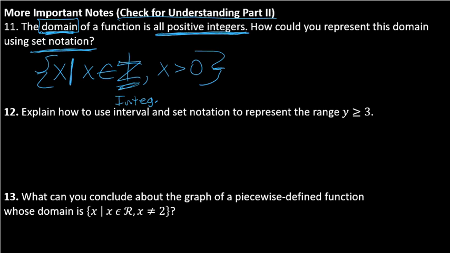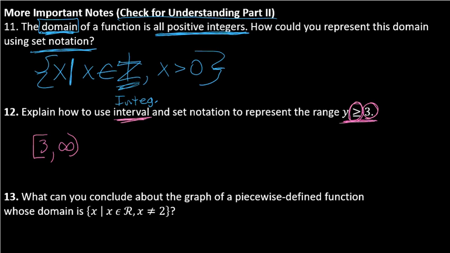Okay, interval and set notations represent the range y is greater than or equal to 3. So let's start with interval, which is our parenthetical notation. We're going to use parentheses. So our range of y greater than or equal to 3. This is a good example that we need to see. We have greater than or equal to this time. That means we include 3. So we're going to use a square bracket. That means we're including 3, comma, and everything greater than or equal to 3.